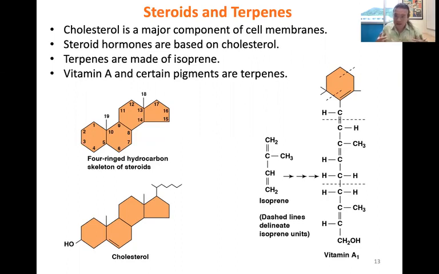And we will study later in the semester why vitamins are so important and how they actually help you promote normal cellular health, tissue health, and your overall body health. But vitamin A is an example of a terpene, right? So this is the structure of vitamin A here.